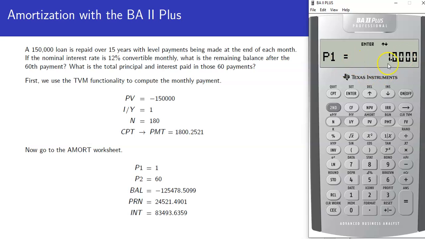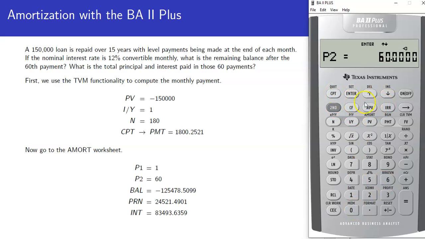The default here is to start at payment 1, and if I want to, I can type in payment 1 as well. We want the balance after the 60th payment and the totality of the principal and interest paid in those 60 payments. So I want to go from payment 1 to payment 60. I will put in 60 here for P2, type in 60 and hit enter.